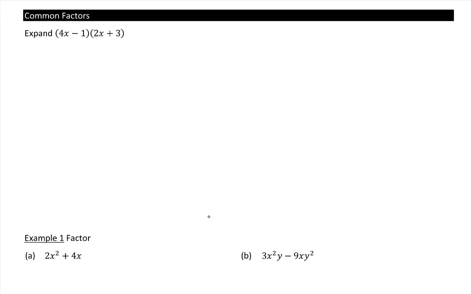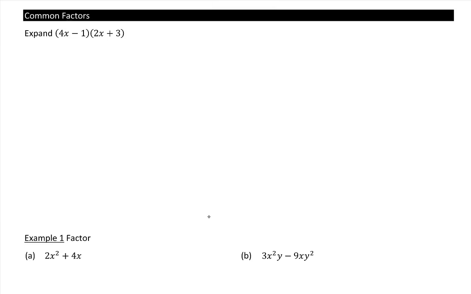We're now going to take a look at what are called common factors, but more specifically common factors for polynomials. But before we do that, let's take a look at expanding a quadratic which is in factored form.